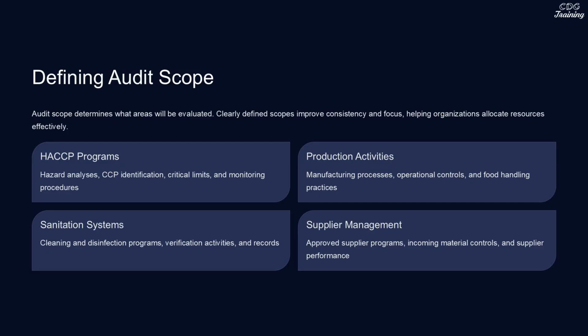Audit scope determines what areas will be evaluated. Clearly defined scopes improve consistency and focus, helping organizations allocate resources effectively. Areas may include HACCP programs, sanitation systems, production activities, and supplier management.